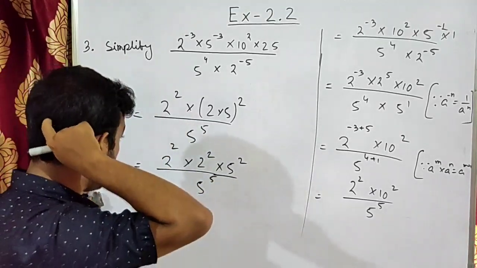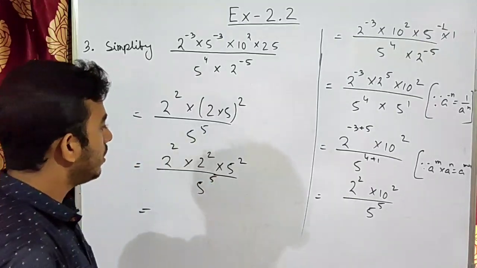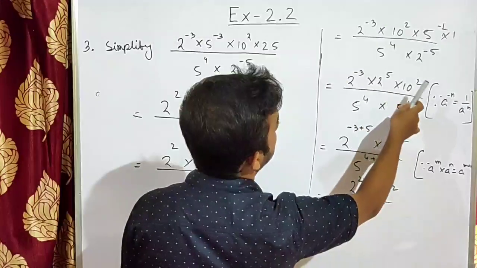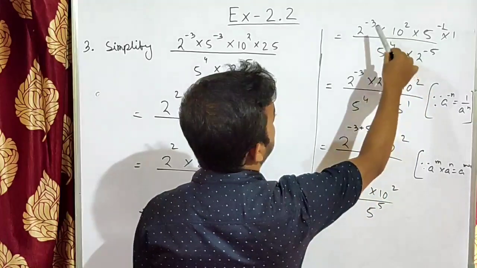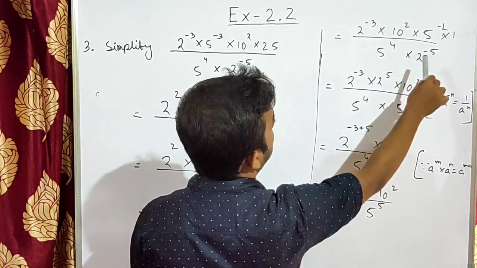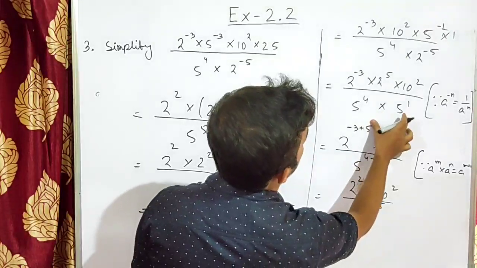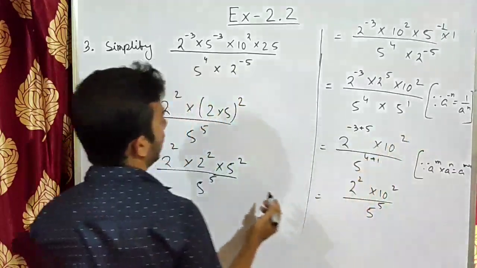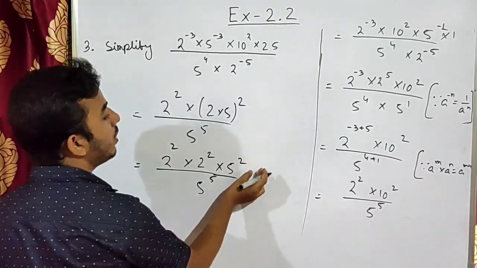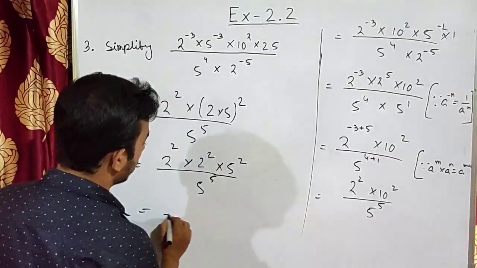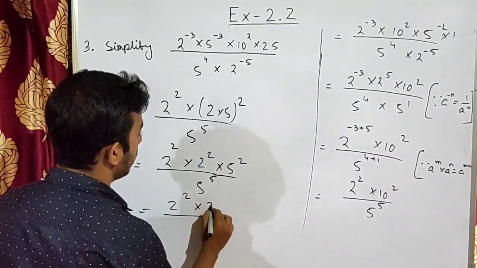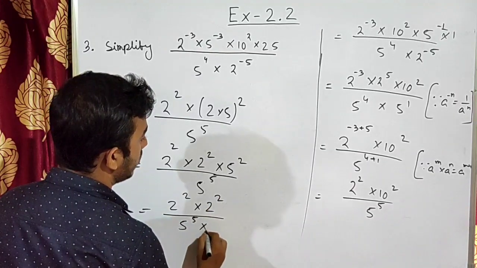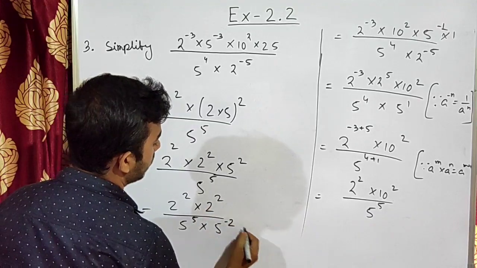Now if we take 5 square to the denominator as earlier. Here we have taken which number? This 2 to the power 2 we have taken, right, to the denominator. Look, 5 to the power minus 1 from the numerator to the denominator we have taken, right? Okay, so in this case also, if we take 5 to the power 2 in the denominator, it will be what? Look, 2 square into 2 square divided by 5 to the power 5 into 5 to the power minus 2. Clear?